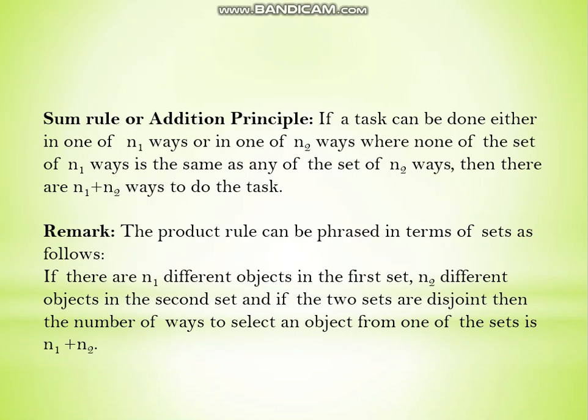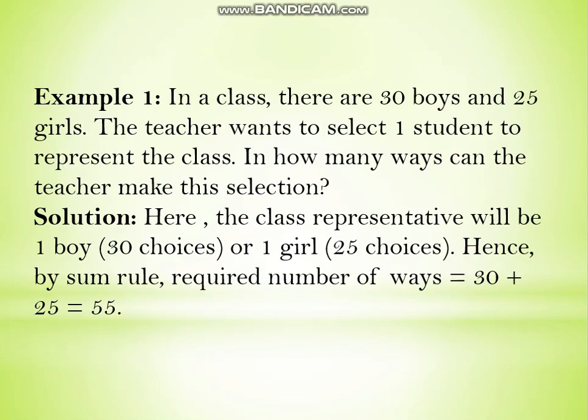Let us better understand this by an example. In a class, there are 30 boys and 25 girls again, but now the teacher wants to select only one student to represent the class. In how many ways can the teacher make the selection? Either it will be a boy or it will be a girl. If she chooses a boy, she has 30 choices, or if she chooses a girl, she has 25 choices. In all she has 30 plus 25, that means 55 choices.